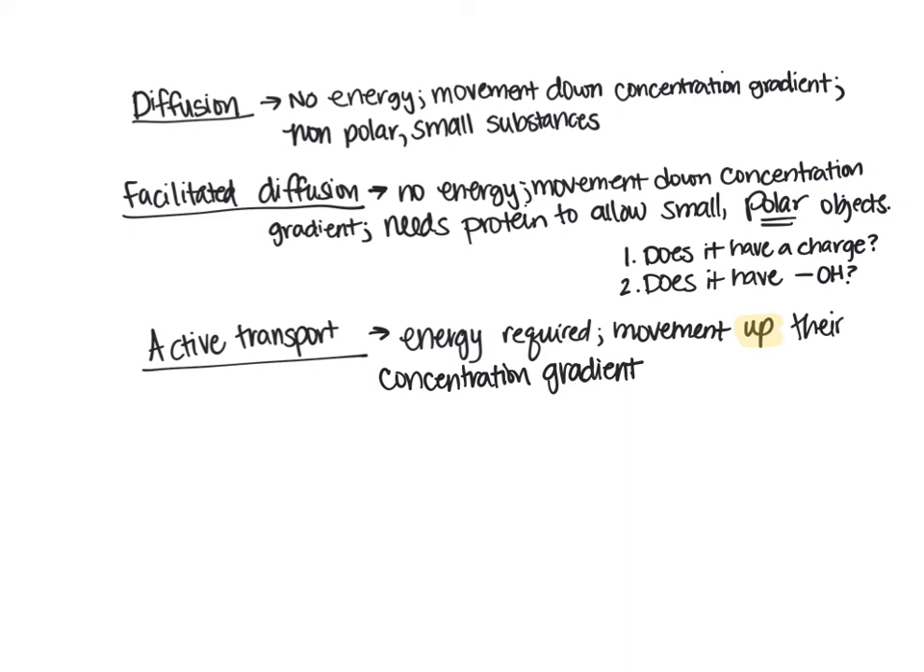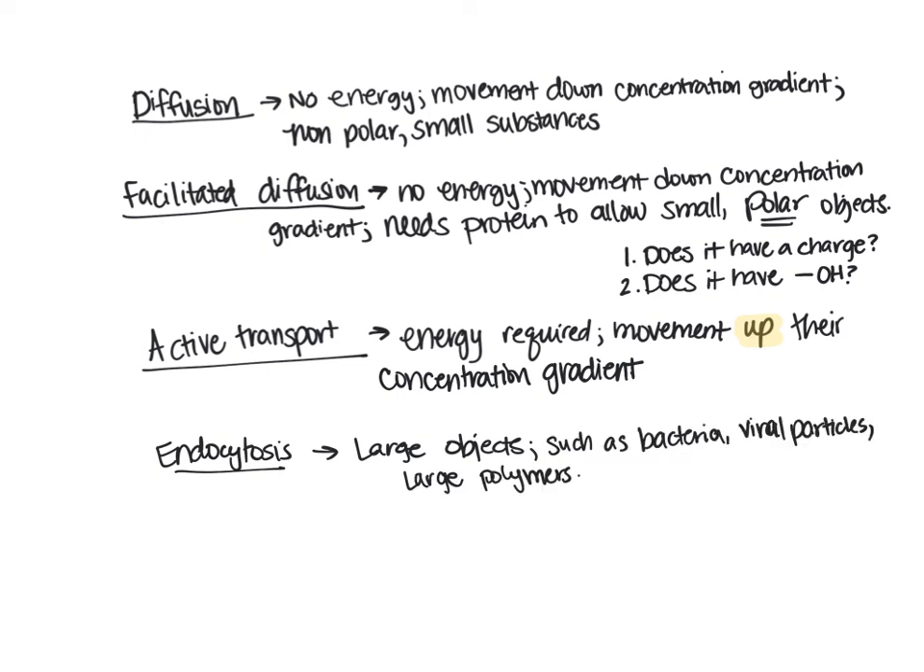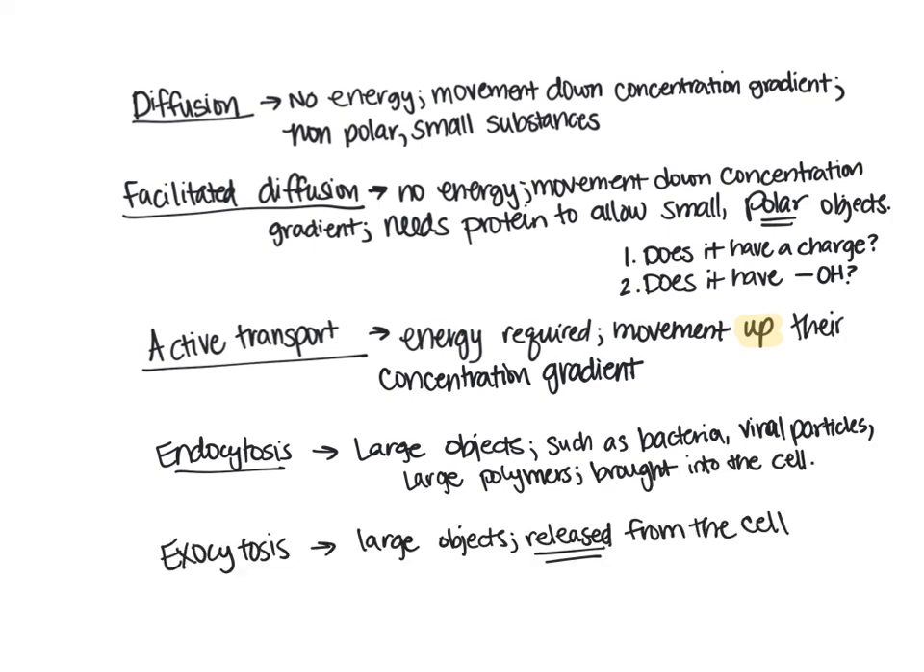Next, endocytosis, which brings large objects into the cell. If an object is a bacterium or something of that size, it is called phagocytosis. If it's a liquid, it is called pinocytosis. Last is exocytosis, which is also involved with large objects or large amounts of objects, but these substances will always be removed from the cell or released from the cell.